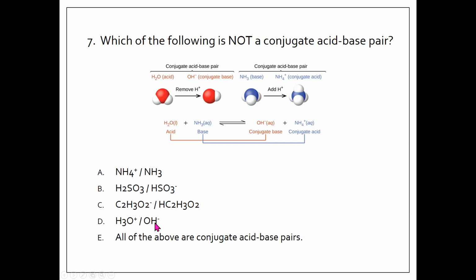Now going to D, if we add an H plus to the OH minus here, that would give me water. So H2O, neutral. But to get to the H3O plus, I'd have to add 2 equivalents of protons to the hydroxide. So that's not a conjugate acid base pair. There's an intermediate in there, the water. So remember that a conjugate acid base pair can only differ by 1 proton.